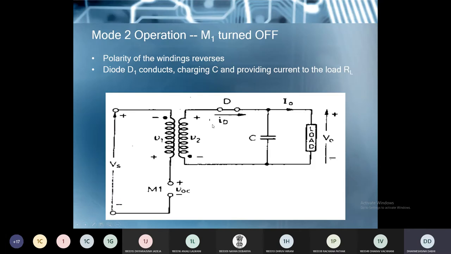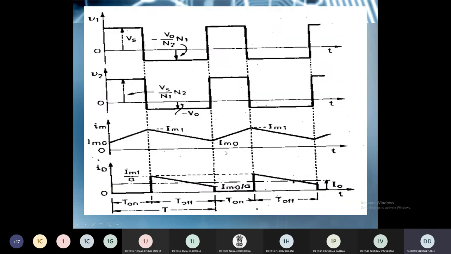So in the second mode, you can see that the diode comes into conduction. Whatever magnetizing current is flowing through the transformer, the same current is flowing through this diode as the diode current. So this diode current and magnetizing current have the same value here. Whatever the magnetizing current waveform, the diode current has the same waveform. So the magnetizing current is decreasing, so the diode current is also decreasing.